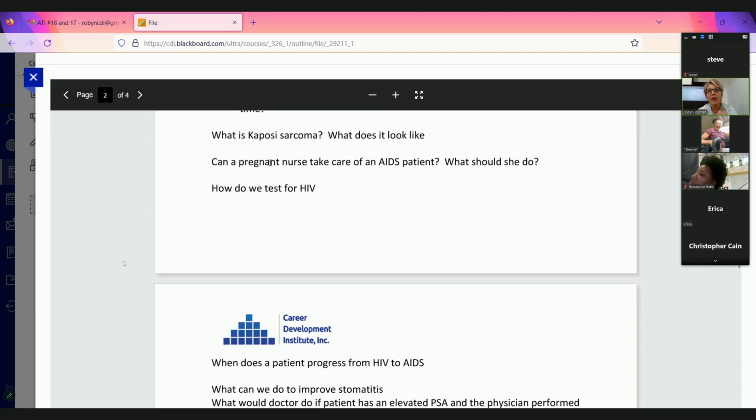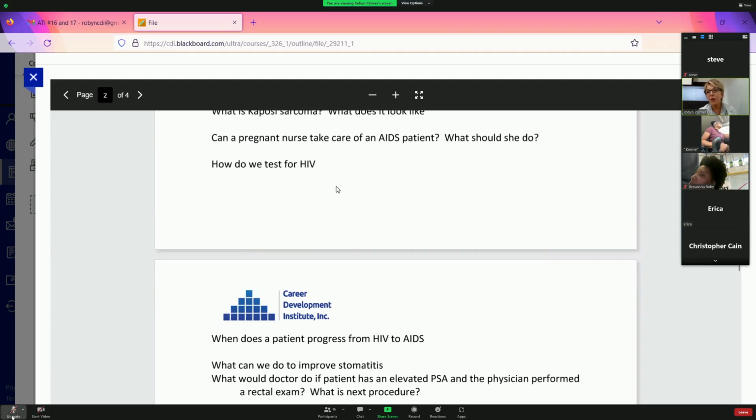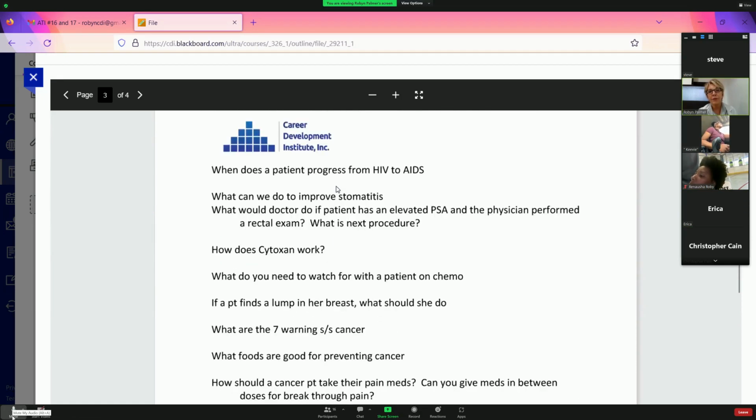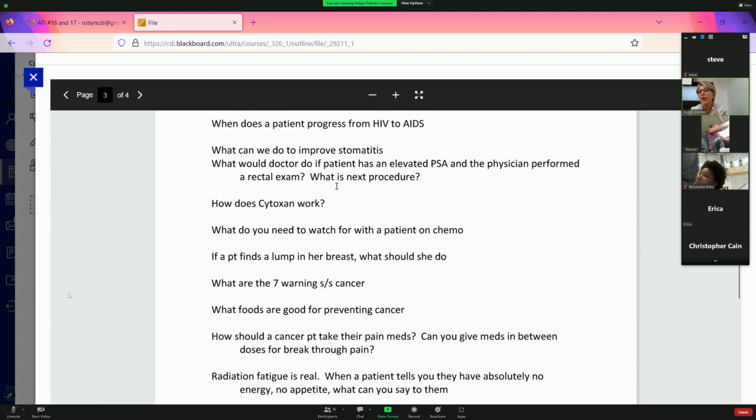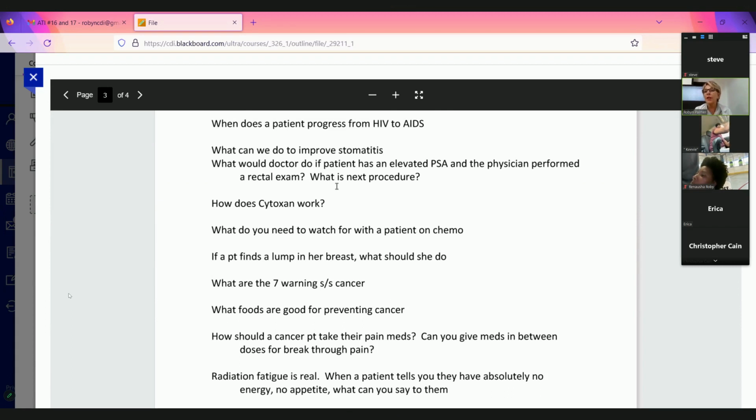Can a pregnant nurse take care of an AIDS patient? Yes, absolutely. How do we test for HIV? What's the process? Right, ELISA, Western blot. So if you get your first ELISA and it's positive, we're going to do a second ELISA. If that's positive, we're going to do the more specific Western blot.